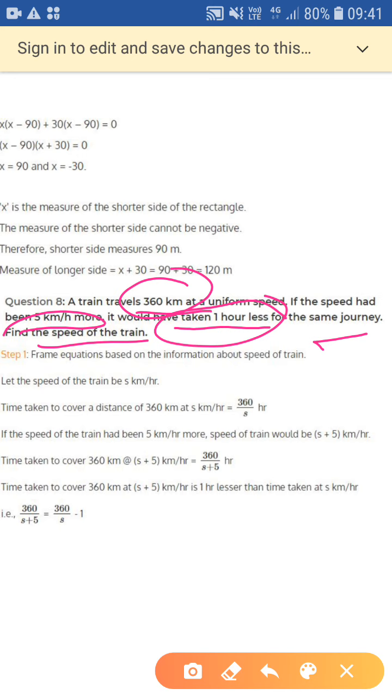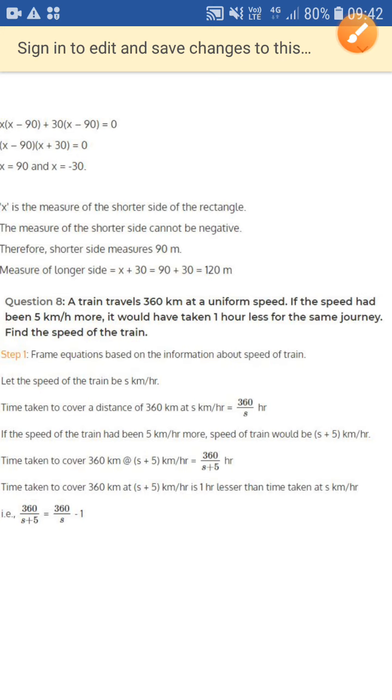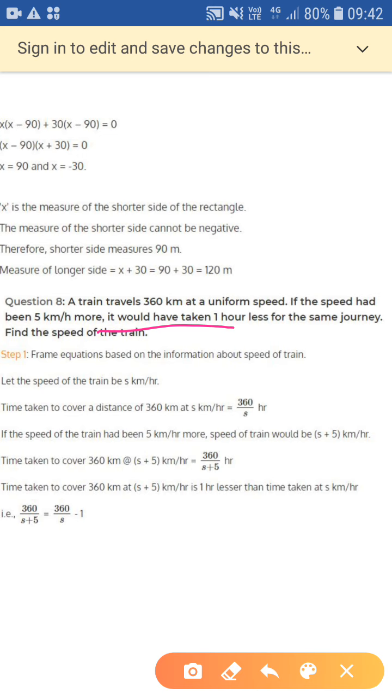So the speed of the train is unknown. Let it be s km per hour. Now you have to observe one thing: the equation has been given in terms of time, because there is a difference in the two times, when the speed was the original s km per hour and when it had been increased. The difference in the time is given to be 1 hour.